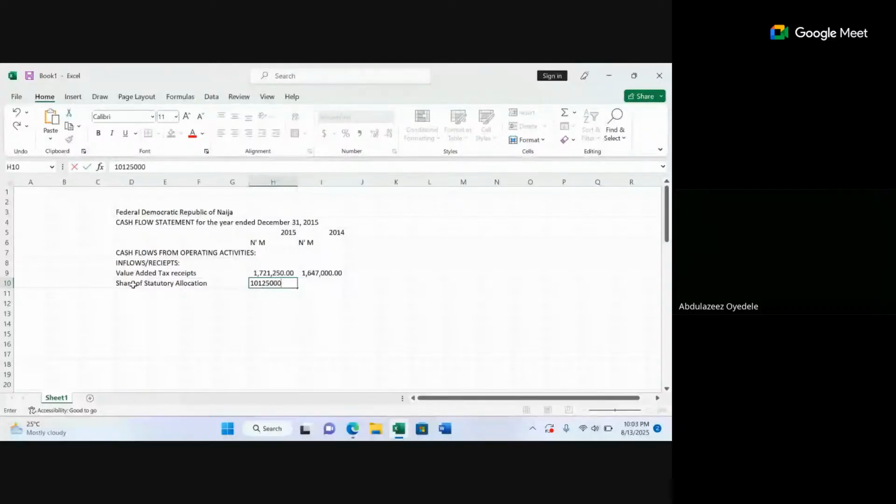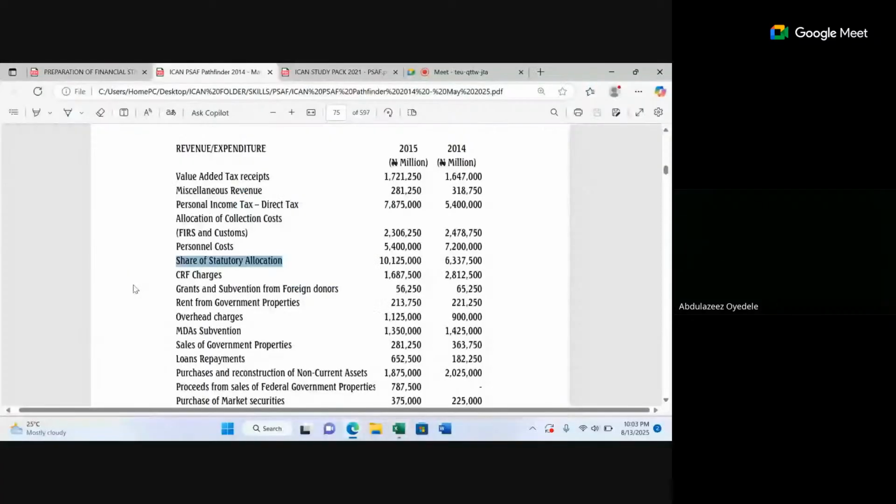10,125,000. Okay. So we can now bring other items that we see that there are inflows, one, and then there are operating activities, that is, they are regular activities. What we mean is that they are not investing activities and they are not financing activities. Good. Okay.